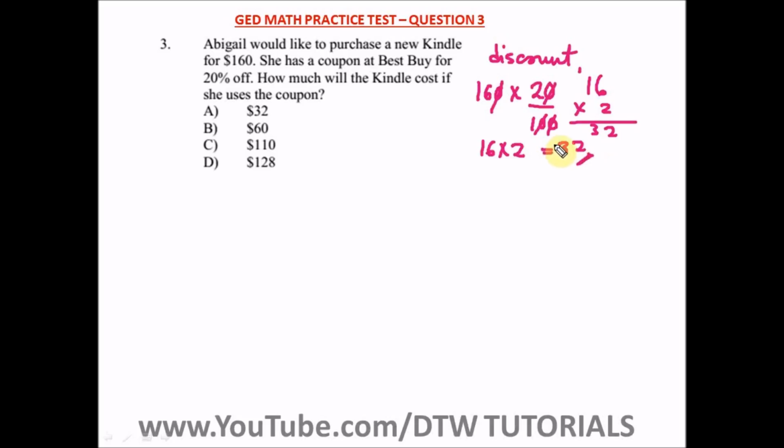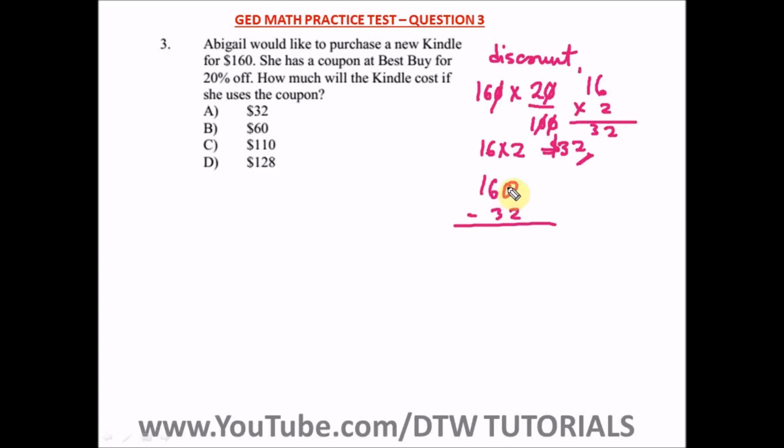So the discount is $32. The question still says, how much would the Kindle cost if she uses the coupon? And this is the value of the coupon. 20% of 160 is $32. So this is the value of the coupon. So let's subtract 32 from 160 to know how much the Kindle will cost if she uses the coupon. So 160 minus 32, what will this give us?